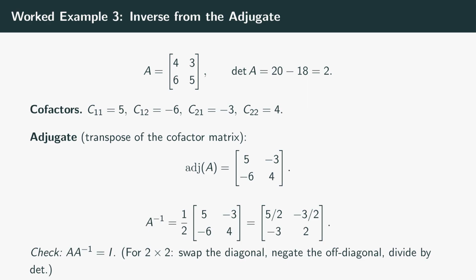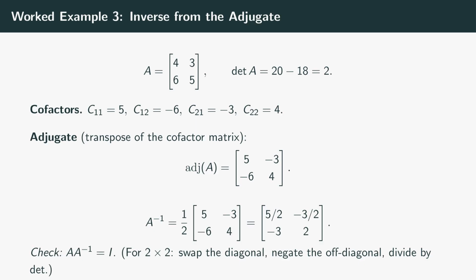Third worked example, the inverse of a 2 by 2 matrix from the adjugate. Take A with top row 4, 3, and bottom row 6, 5. Its determinant is 4 times 5 minus 3 times 6, which is 20 minus 18, equal to 2. Now the cofactors.